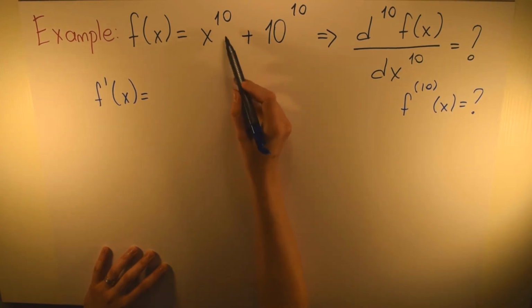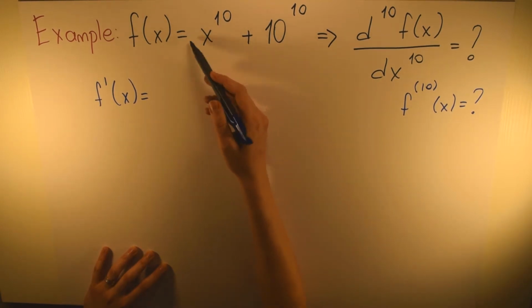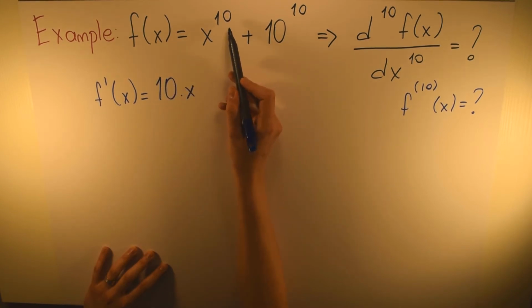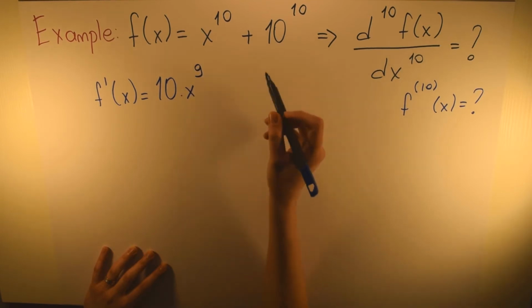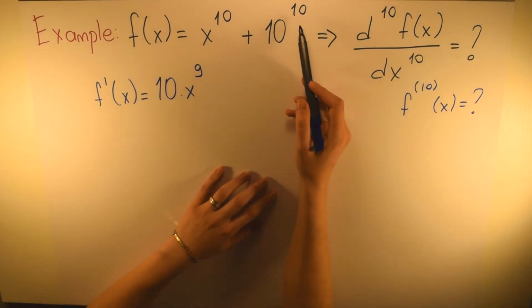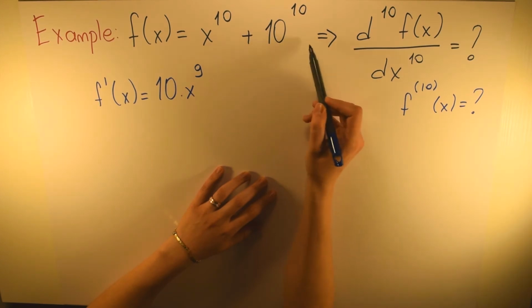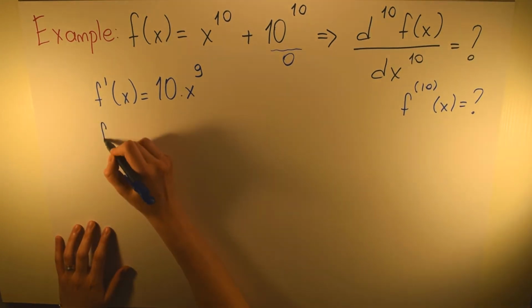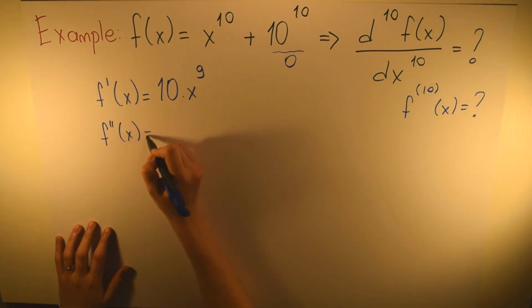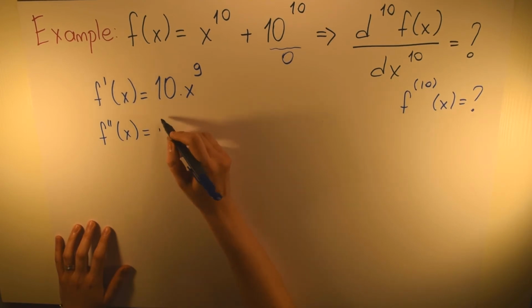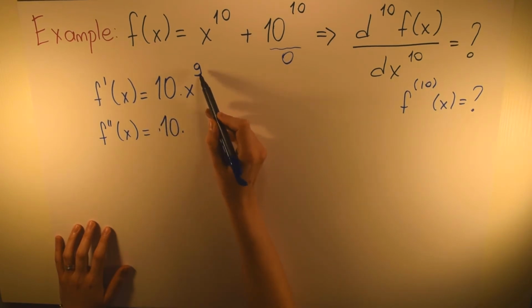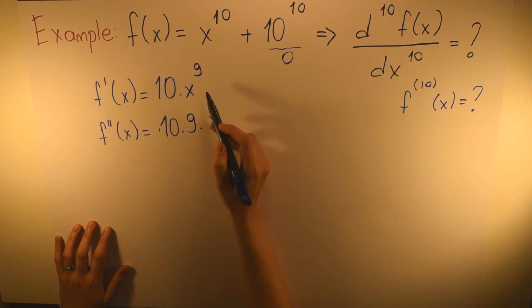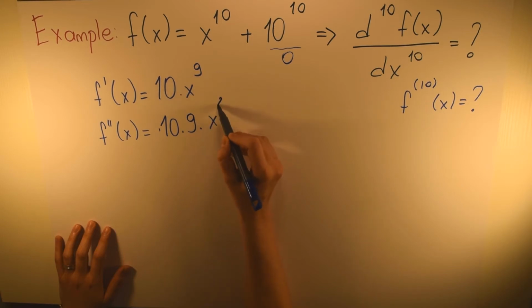Okay, so let's start with the first derivative of this function, which will be equal to, so here we have x to the power of 10, so I will put this 10 in front of x, so it will be 10 times x to the power of 10 minus 1, it's 9. Plus here we have 10 to the power of 10, since this is a constant, its derivative is equal to 0, so I don't need to write this. Let's continue with the second derivative. So here, now I have 10, okay, times, I will put this 9 in front of x, it's 9 times x to the power of 9 minus 1, it's 8.